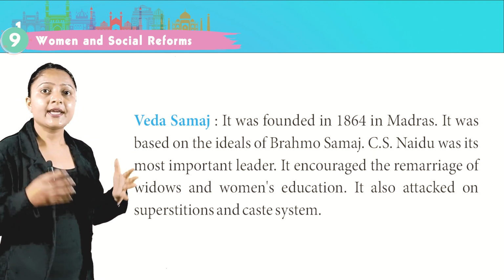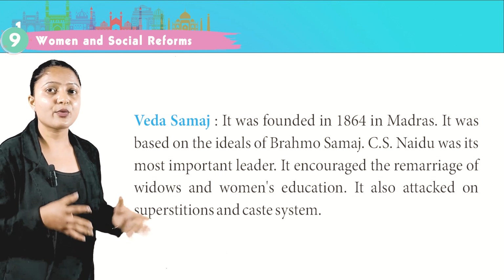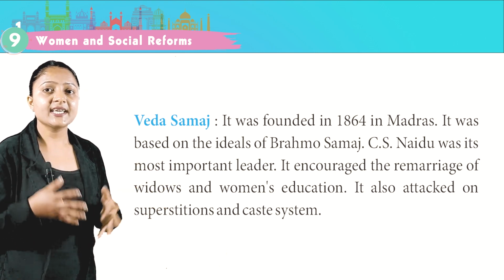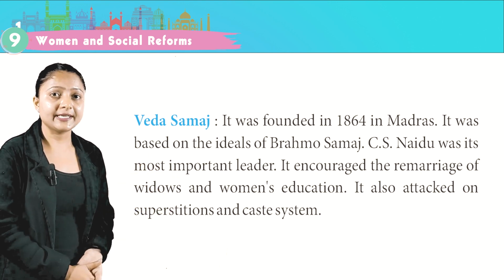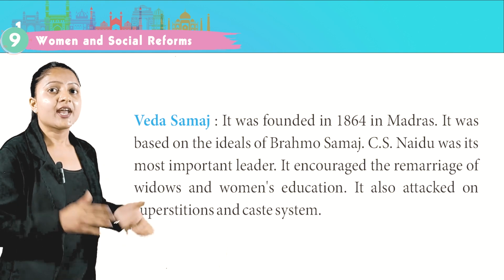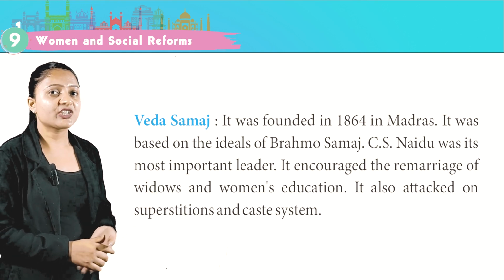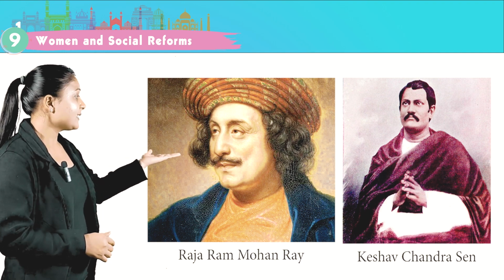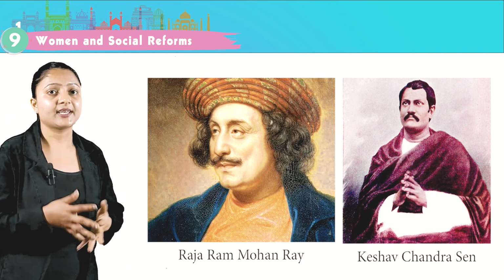Ved Samaj. It was founded in 1864 in Madras. It was based on the ideals of Brahmo Samaj. C.S. Naidu was its most important leader. It encouraged the remarriage of widows and women's education. It also attacked superstitions and the caste system. This is a picture of Raja Ram Mohan Roy. This is a picture of Keshav Chandra Sen.